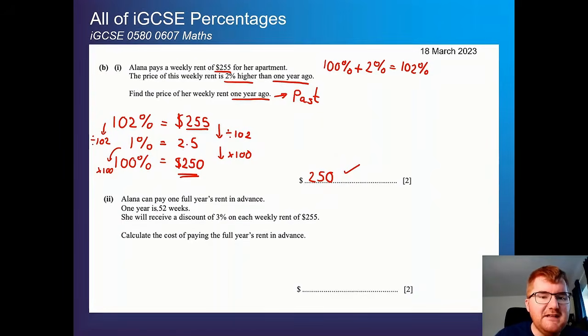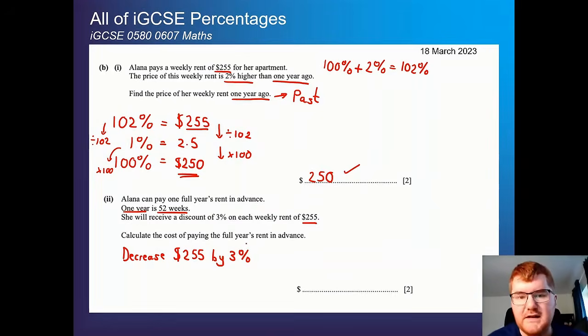Now, Alana, unfortunately, can only pay 1 full year's rent in advance. Now, 1 year is 52 weeks. That's important to note. She will receive a discount of 3% on each of the weekly rent of $255, to calculate the cost of paying the full year's rent in advance. So the first thing I'm going to do here is I'm going to decrease, as we're going to assume she gets a discount, decrease $255 by 3%.